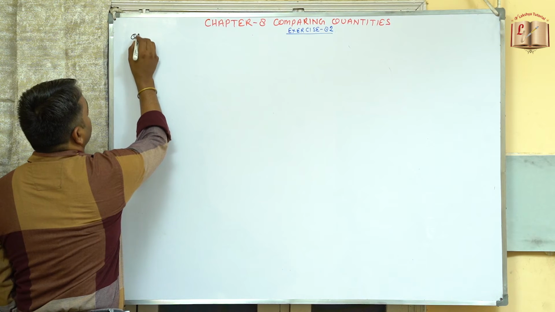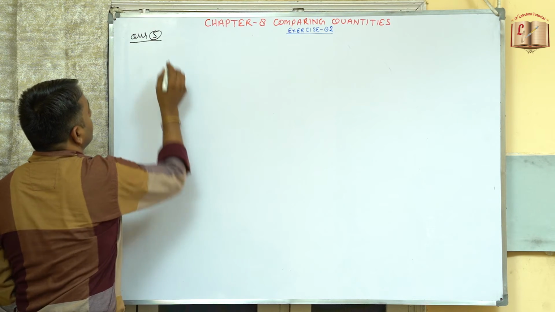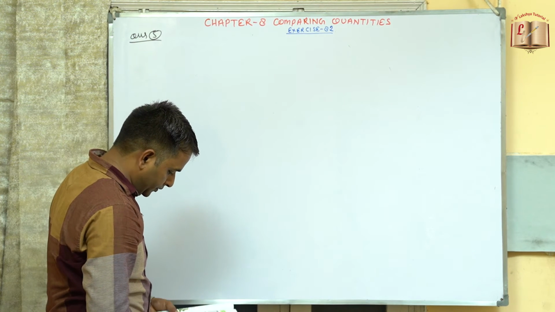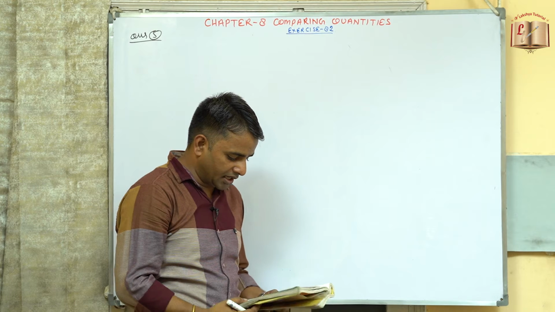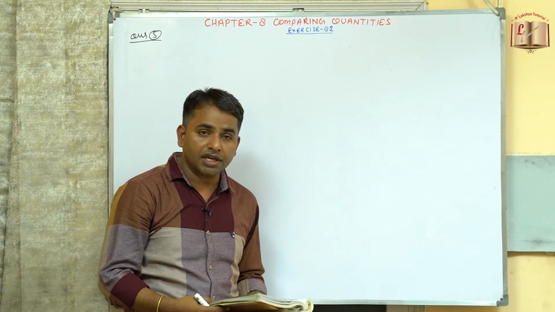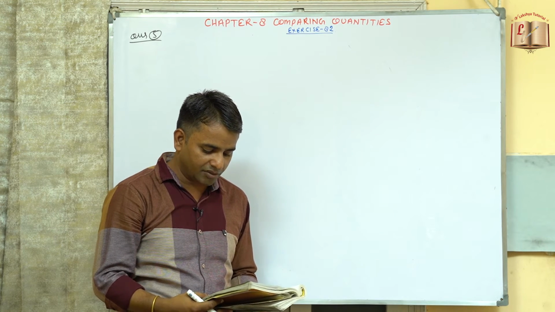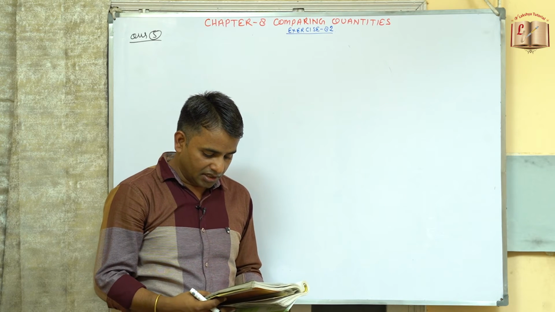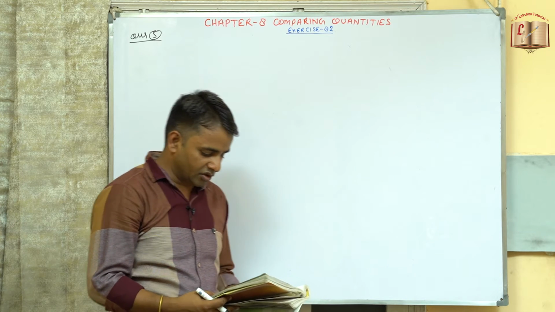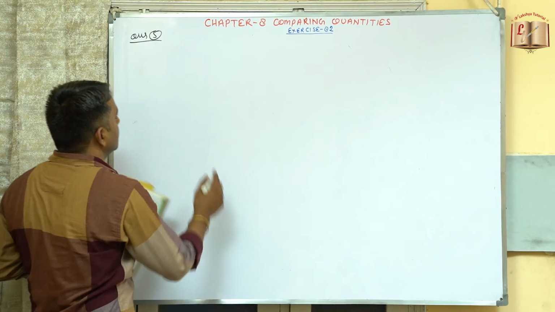So now coming to the question number 5. A VCR and a TV were bought for rupees 8000 each. The shopkeeper made a loss of 4% on the VCR and a profit of 8% on the TV. Find the gain or loss percent on the whole transaction.